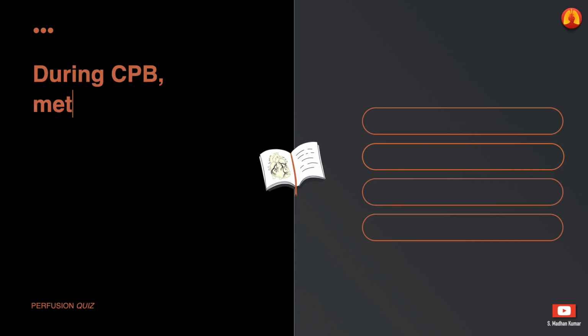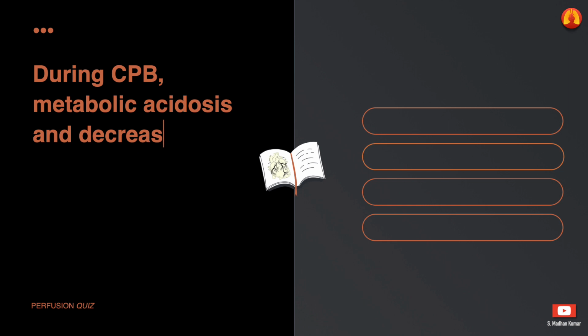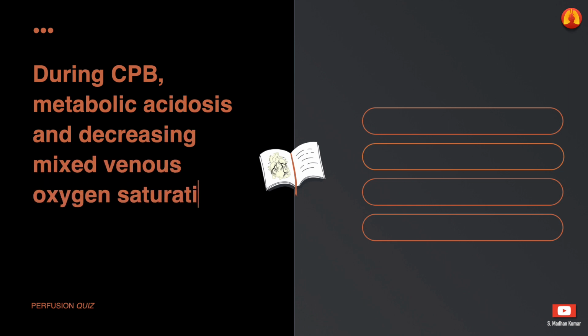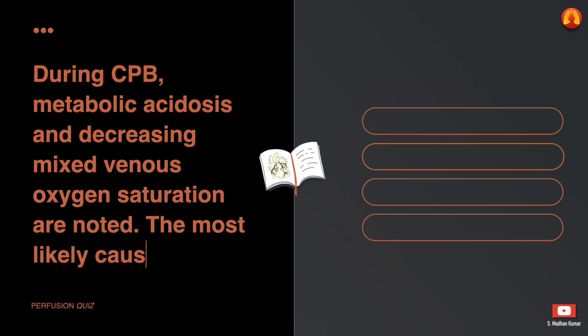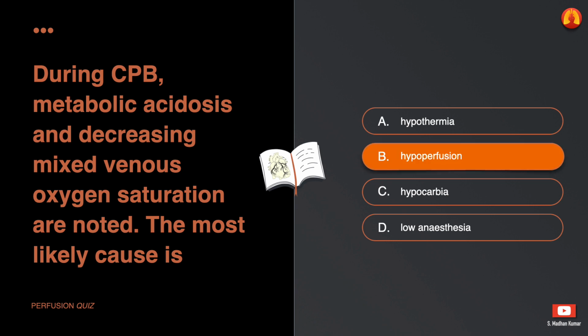During CPB, metabolic acidosis and decreasing mixed venous oxygen saturation are noted. The most likely cause is A. Hypothermia. B. Hypoperfusion. C. Hypercarbia. D. Low anesthesia. The correct answer is hypoperfusion.